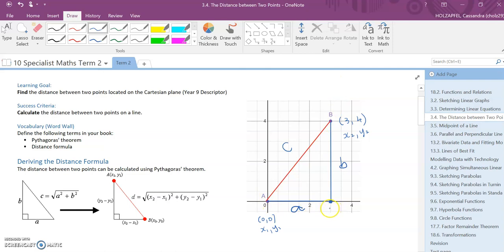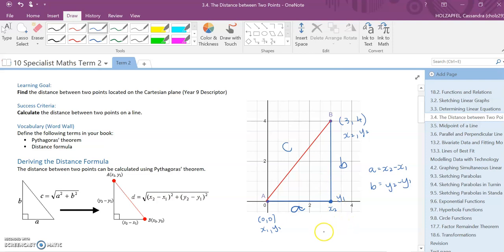So I could still just label this as x2, right? So if I wanted to find the distance from here to here, what I could do is I could do A is equal to x2 take away x1. Now I'm going to do the same thing with B. So this point down the bottom here, again, this is the same coordinate as this point here. So this is the same coordinate as y1. So if I wanted to find the length of this line going from here to here, I could write that as y2 take away y1.